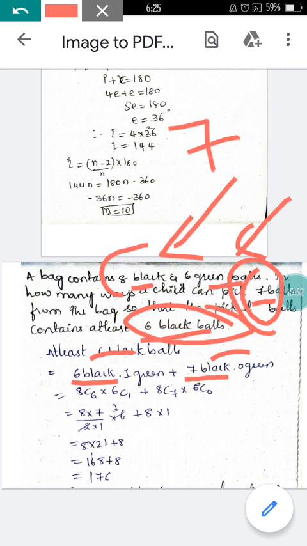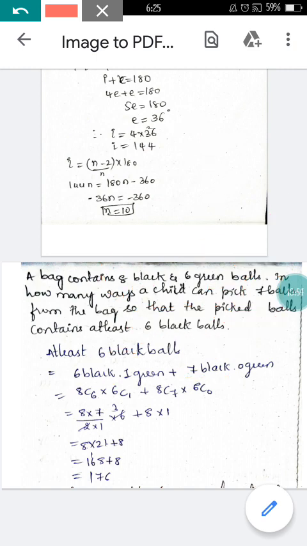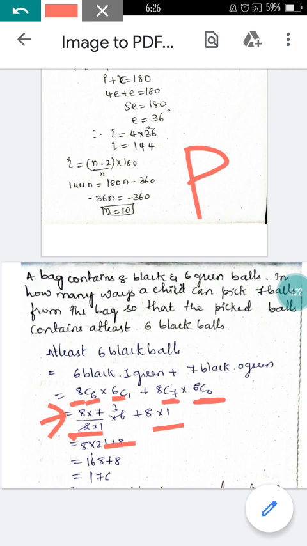Just put the values. As you are selecting here, make use of combination. In arrangement you have to make use of permutation, right? You are selecting balls, so make use of combination. Out of 8 black balls you are selecting 6 black balls, and out of 6 green balls you are selecting only 1. Here out of 8 black balls you are selecting 7 black balls, and out of 6 you are not selecting any green balls, so 0 here. Just make use of the formula for 8C6, then you are going to get the answer. So you got the answer as 176.